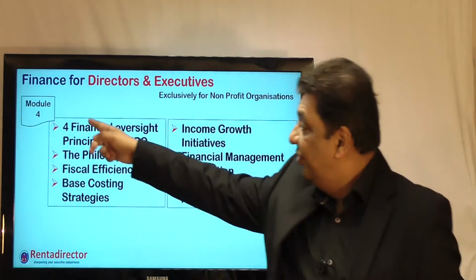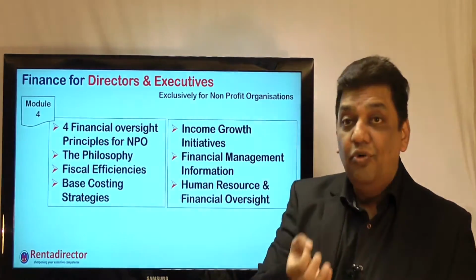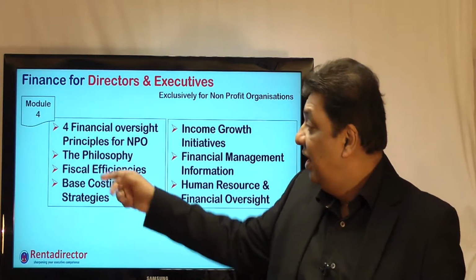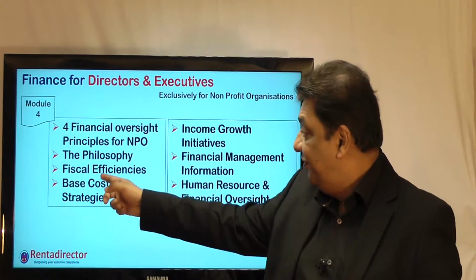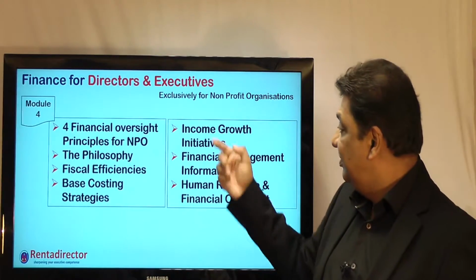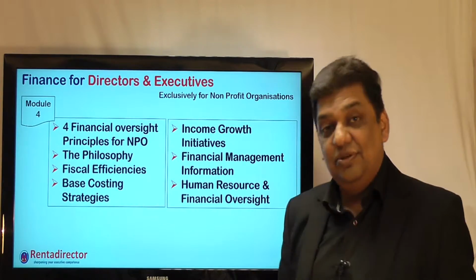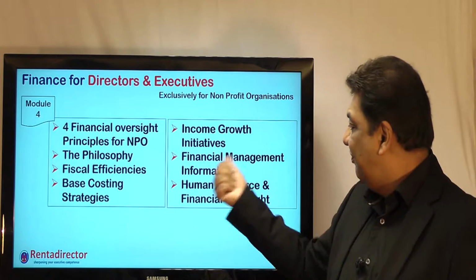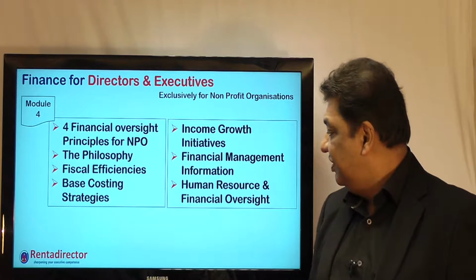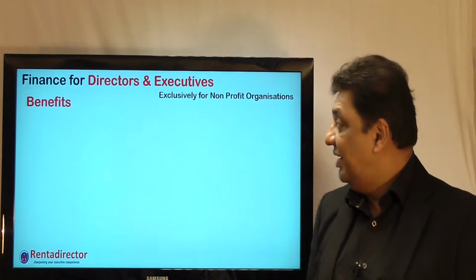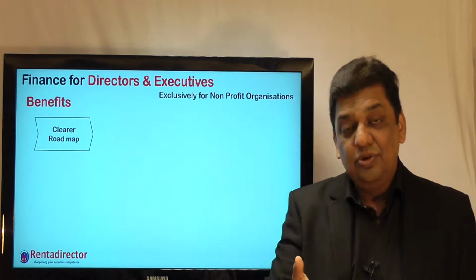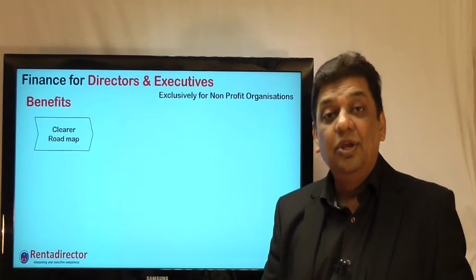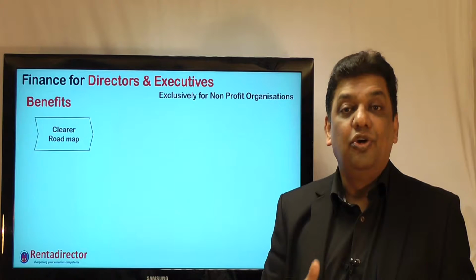Let's move forward. The 4th module is on 4 financial oversight principles for non-profit organization, the philosophy, fiscal efficiencies, base costing strategies, income growth initiatives, very important to find out how you can attract more donors, financial management information, human resource and financial oversight. We then look into the benefits of this particular program. So first, you will have a clearer roadmap.